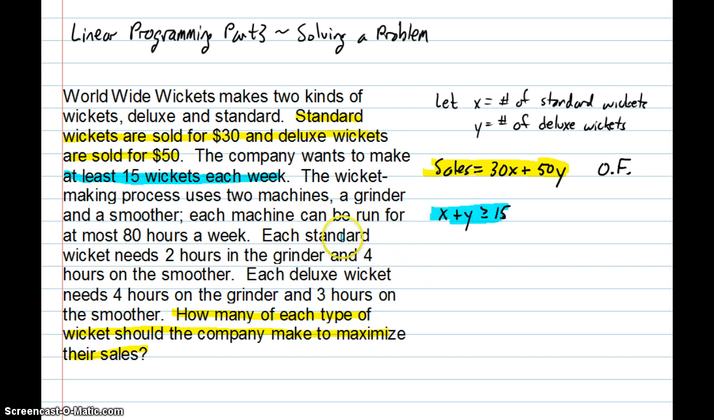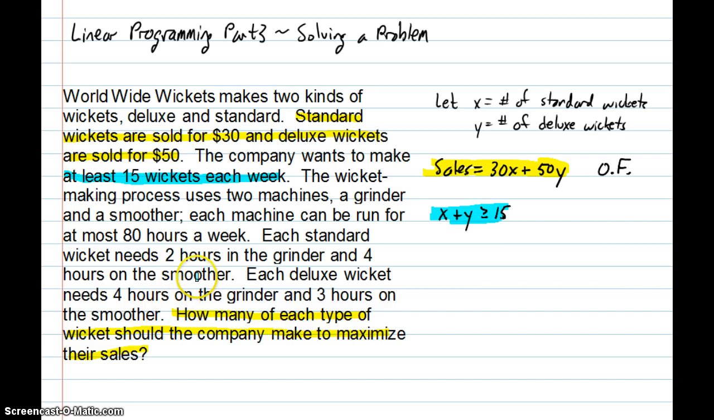Now we got all this business about grinders. Let me see that again. The wicket making process uses two machines, a grinder and a smoother. Each machine can be run for at most 80 hours a week. So I get 80 hours on the grinder machine, 80 hours on the smoother machine. Each standard wicket needs 2 hours in the grinder and 4 hours on the smoother. Each deluxe wicket needs 4 hours in the grinder and 3 hours on the smoother.